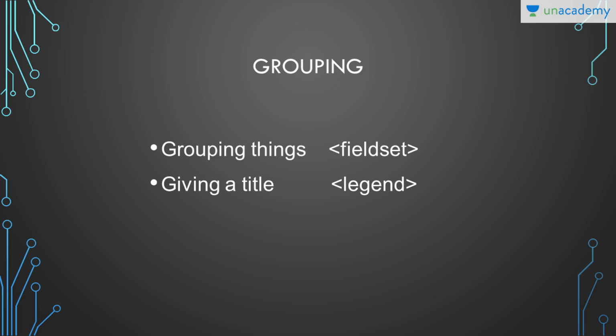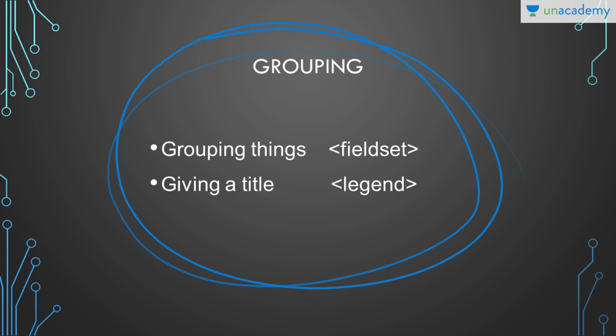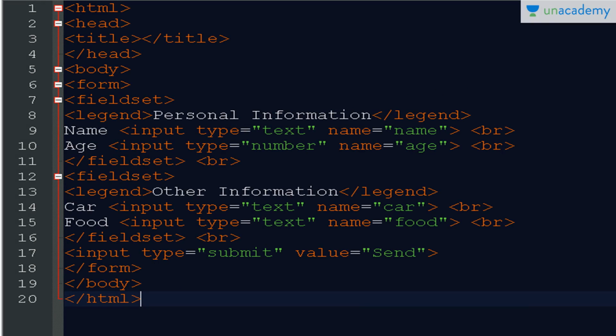Okay, so these are the last two things that I would like to discuss with you about forms. If you want to group things, you can simply use the field set tag, and if you want to group the title, you will be using the legend tag, right? Here are the two things which we'll be using for grouping our forms and different things. Now here is an example. These are body, and you can see here is the form opening and the form closing.